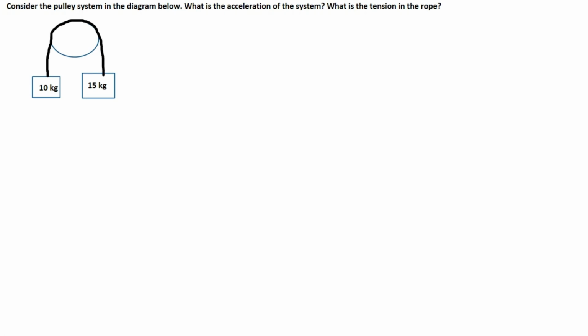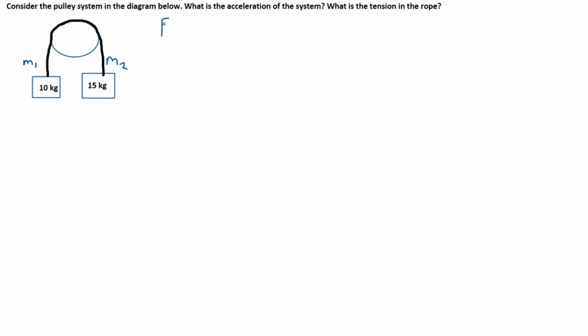Today we'll go over some practice problems for pulleys and inclined planes. Starting out, consider the pulley system in the diagram below. What is the acceleration of the system, and what is the tension in the rope? Let us start by labeling the masses. This 10 kilogram one can be mass 1, and the 15 kilogram one can be mass 2.